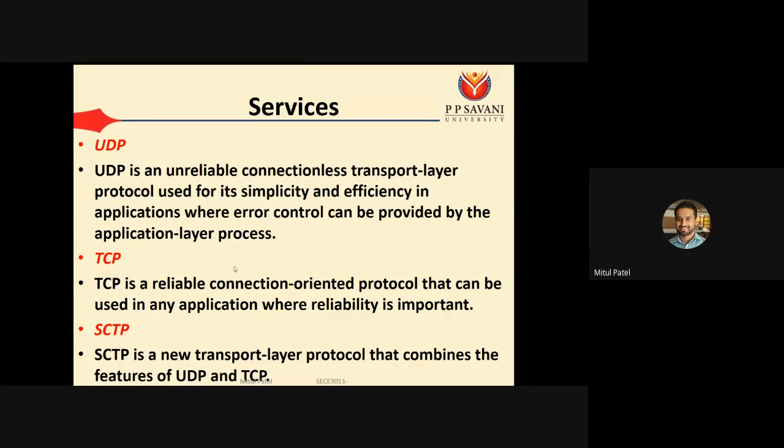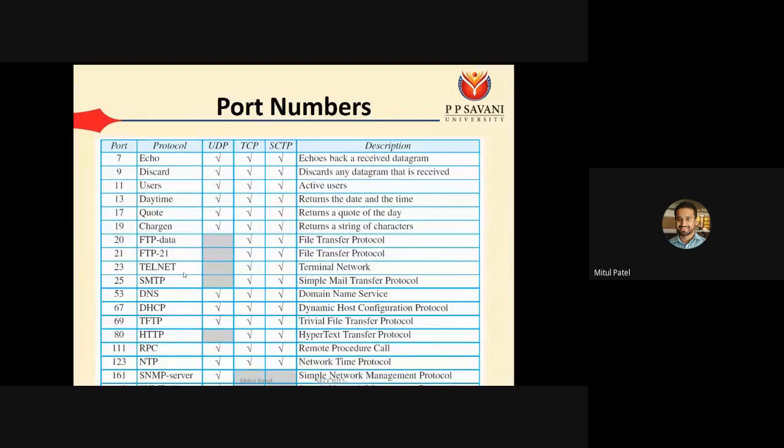And SCTP is a new transport layer protocol that combines the features of UDP and TCP. So before starting with TCP and UDP, we need to go through some well-known port numbers. These are some well-known port numbers that can be used by some well-known processes.